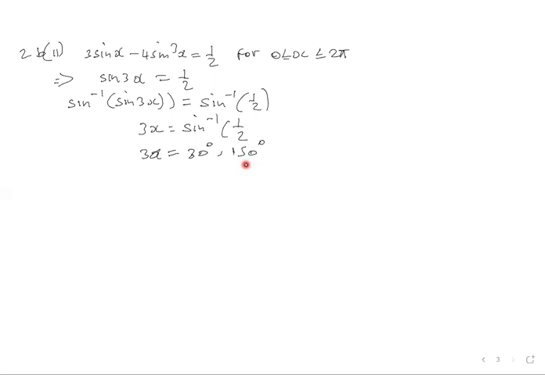Now, since we're solving for x, we're going to divide by 3 on both sides, and so we get x is equal to 30 degrees over 3, 150 degrees divided by 3, so that x is equal to 10 degrees, 50 degrees. So this was the required solution. Yes, Chole.